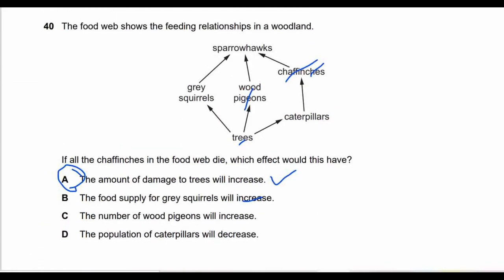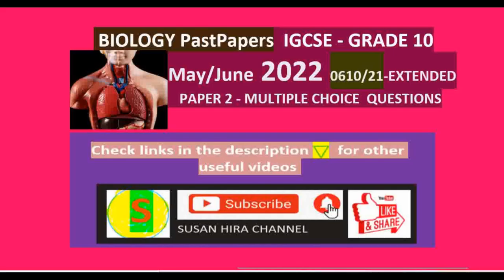If you have any doubts, inquiry, question, or idea, please feel free to write in the comment section. Today we have discussed the biology past paper IGCSE for grade 10, from the May-June 2022 past paper. The paper code is 0610/21 extended syllabus, paper 2 multiple choice questions.